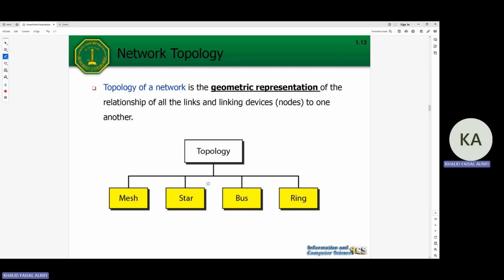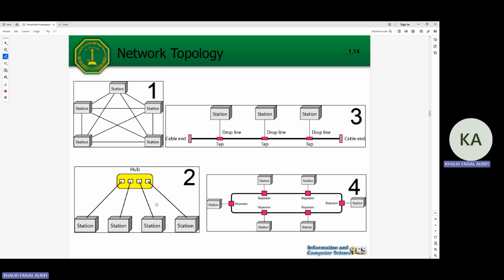Network topology. The topology of a network is a geometric representation of the relationship of all the links and linking devices, or nodes, to one another. You can say topology is a way to represent the devices in a geometric representation. So we have four types: the mesh topology, the star topology, the bus topology, and the ring topology. And each one has advantages and disadvantages. We're going to take a deep look at them now.